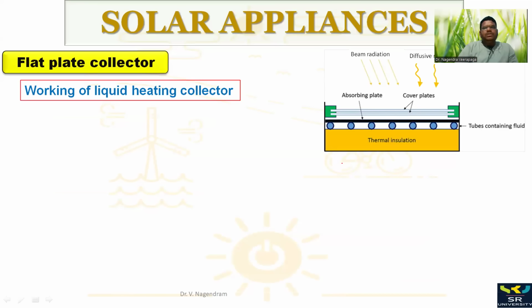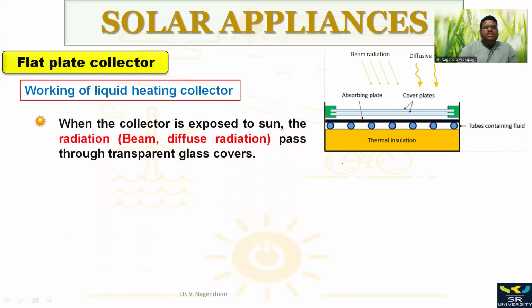So now coming to the working principle, how it works. We already discussed in the previous slides what the working principle of a thermal collector is. Almost the same principle we will use here. We are exposing the collector to the sun, that is the radiation, especially beam and diffuse radiation, that passes through these glass covers and reaches this black body.